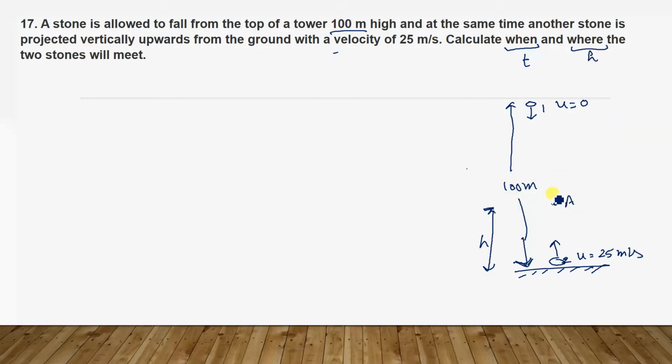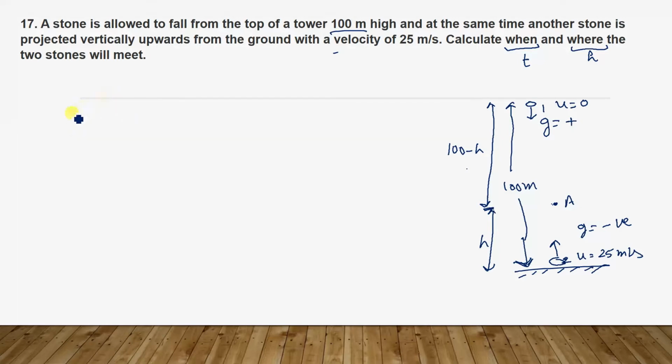So what will be the distance covered by stone 1? The total is 100, and we have taken that they meet at height h. So stone number 1 will cover a distance of 100 minus h. Did you understand a little? Secondly, the first stone is thrown downward, so for it we will take g to be positive, and the second stone is thrown upward, so we will take g to be negative. We are going to solve to find when and where, meaning t and h. So let's do it.